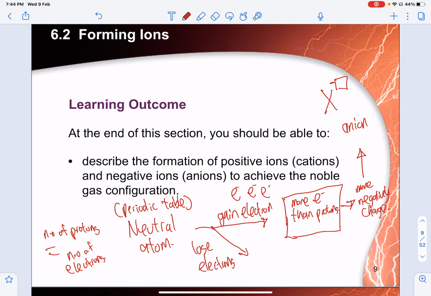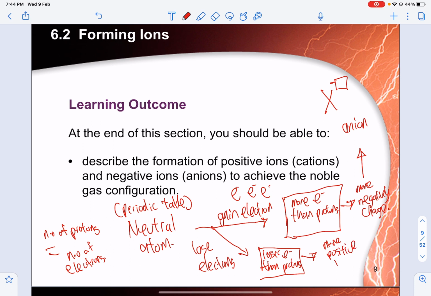On the other hand, if the neutral atom loses electrons, in this case you will have fewer electrons than protons. And because protons are positive charge and electrons are negative charge, overall you will have an overall positive charge as you have more protons as compared to electrons. This will give rise to the whole ion being more positive.